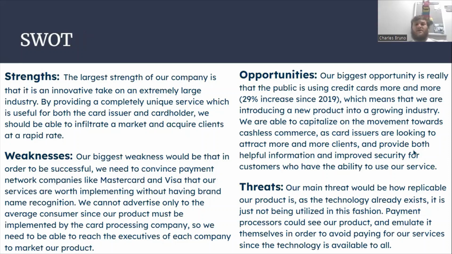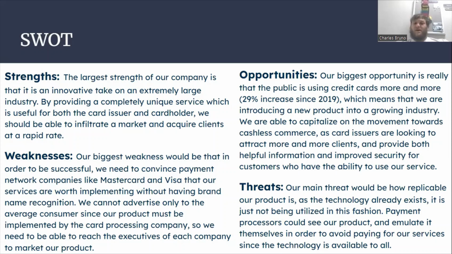So SWOT is an analysis that analyzes both our company and the industry. Some strengths of our company is that it's an innovative take on an extremely large industry because we're providing a completely unique service for both the card issuer and the card holder, which should make us be able to infiltrate the market and acquire clients at a rapid rate.